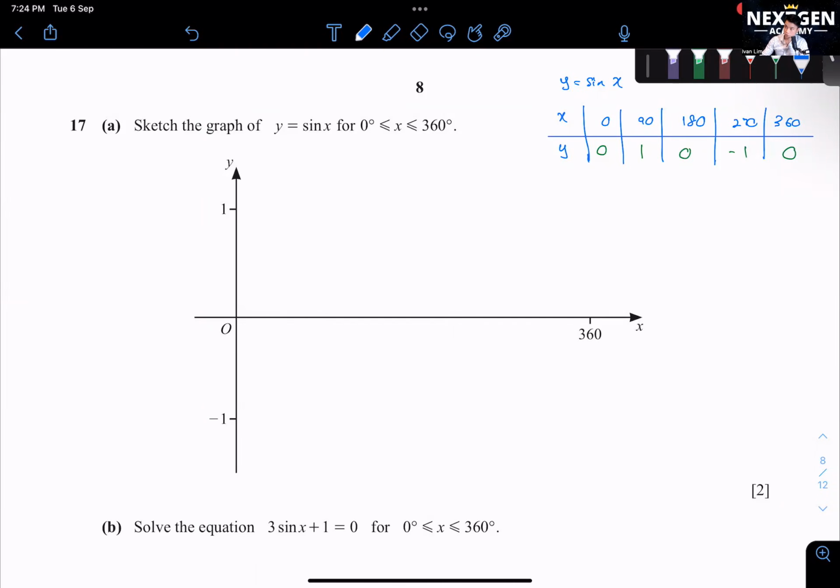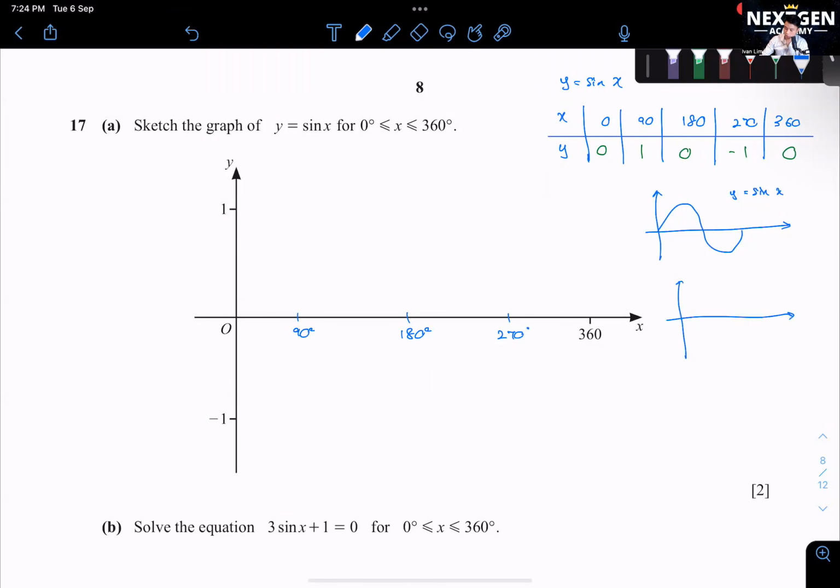So you need to remember the shape, like this, 0, 90, 180, 270, 360. For the graph of a sine graph, you just need to remember, because it starts with the letter S, it looks like an S shape like that. This is your sine graph. You have to remember it.